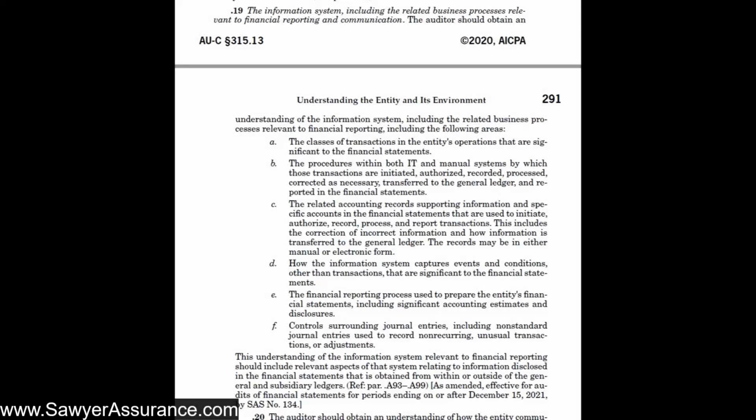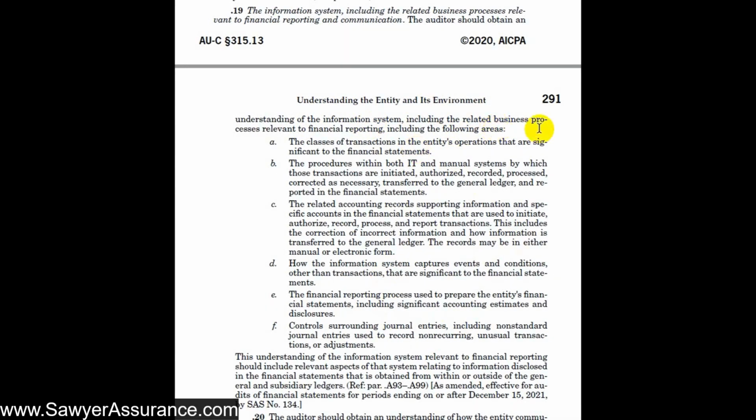Okay, so here we're continuing our discussion of AUC Section 315, understanding the entity and assessing the risk of material misstatement. So in the past couple sections, we've been looking at the components of internal control. And in this particular video, we will be looking at the information system, which will be the third component of internal control after the control environment and the risk assessment process. It says here that we should obtain an understanding of the information system, and that includes the related business processes relevant to financial reporting, and that might include these areas here.